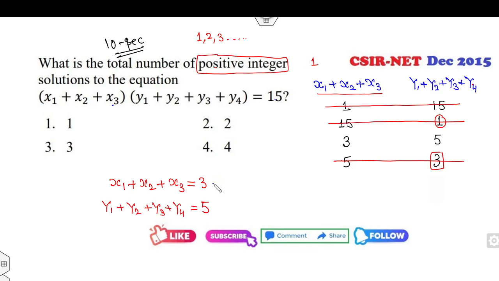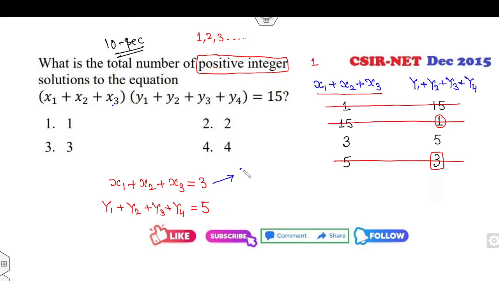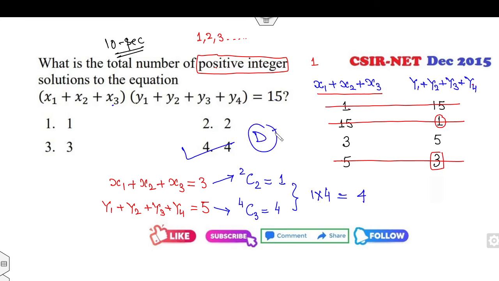Fine. Now once you know how many choices are there, again I can apply the same formula. The sum will be my k, so this will be k minus 1 c n minus 1. So that will be my 1 for the first case. For this case, 5 minus 1, 4 minus 1. So 4c3 will be 4. So what is the right answer of this? 1 into 4 is the correct answer of this problem.